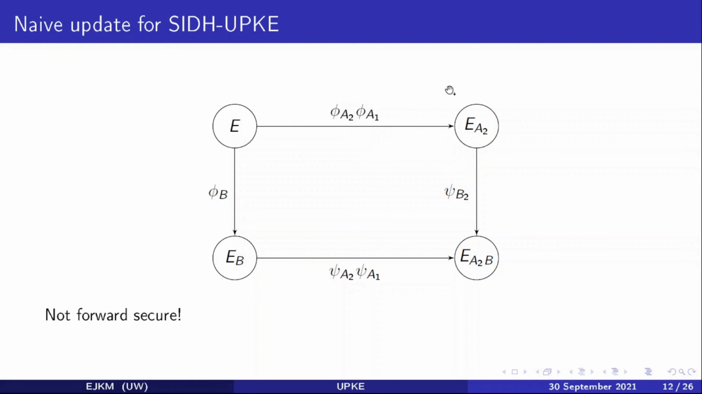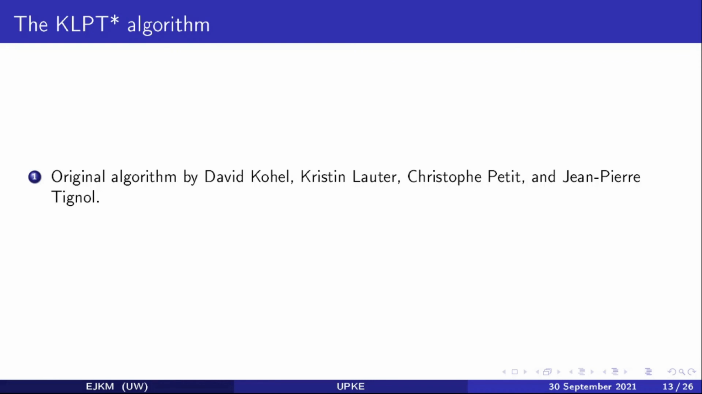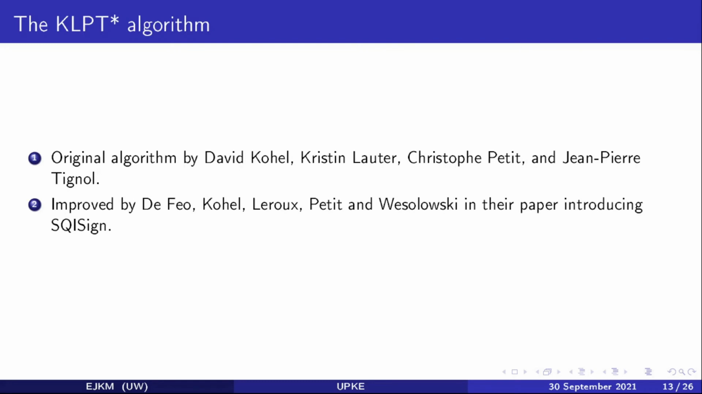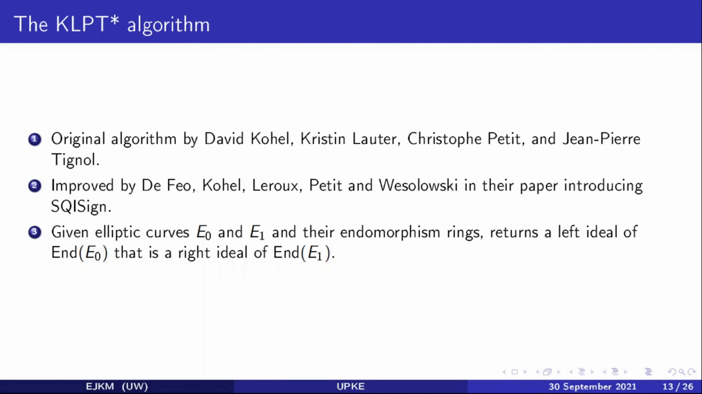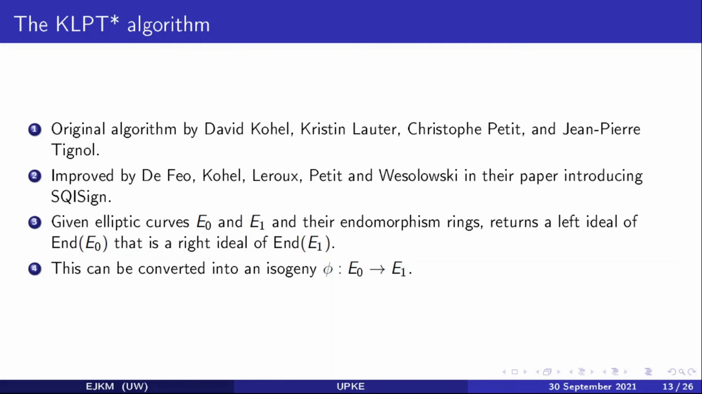obtain phi A1. To deal with this issue, we can use the KLPT star algorithm, which is a modification of the original algorithm by Kohel, Lauter, Petit and Tignol. This improvement was made by the authors of SQISign. How it works is that given elliptic curves E0 and E1, also given their endomorphism rings, it returns a left ideal of the endomorphism ring of E0 that is also a right ideal of the endomorphism ring of E1. This can then be converted into an isogeny from E0 to E1.